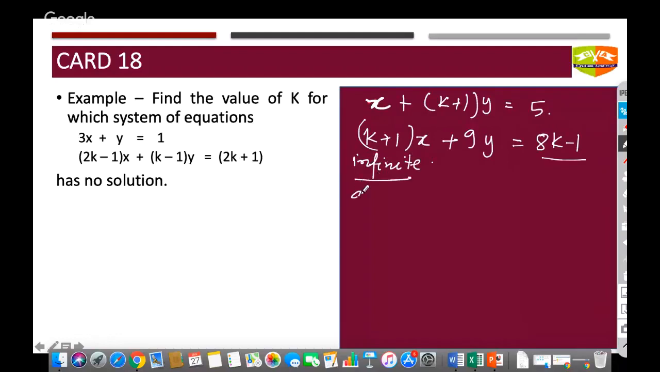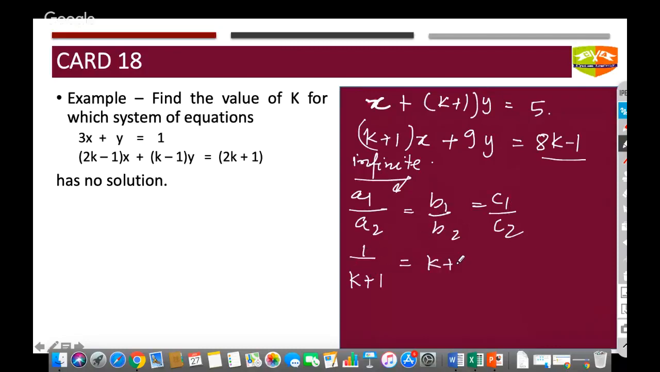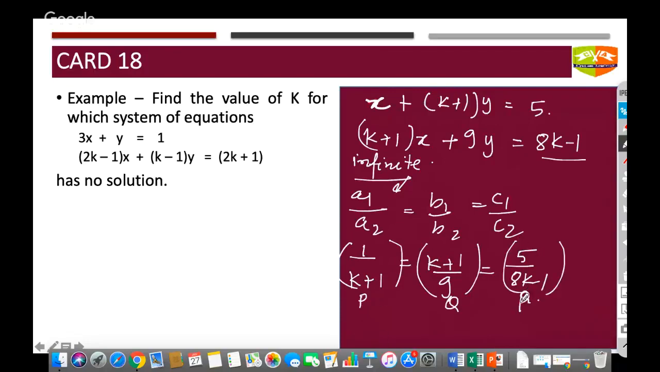So I write here, for infinite solutions, a1 by a2 should be equal to b1 by b2, and that should be equal to c1 by c2. So a1 by a2 is 1 by k plus 1, and b1 by b2 is k plus 1 divided by 9, and c1 by c2 is 5 divided by 8k minus 1. Now I have three cases. If I assume this to be P, this complete thing to be Q, and this to be R, let me write it capital R. Now I have completely three cases.